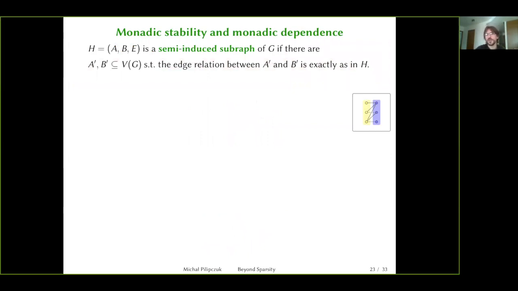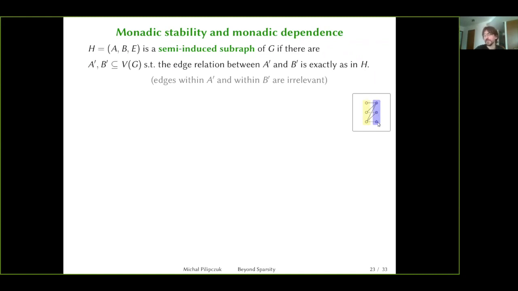So a semi-induced subgraph is nothing to be very scared about. This is just an induced subgraph where I care only about the adjacency between the two sides. So I've got here a subset of vertices A prime, here I've got a subset of vertices B prime, and I say that this is a semi-induced subgraph of H if the induced edge relation between the 2 sides is exactly as in H. In other words, it is like an induced subgraph, it's just that I do not care about the adjacencies within A and within B.